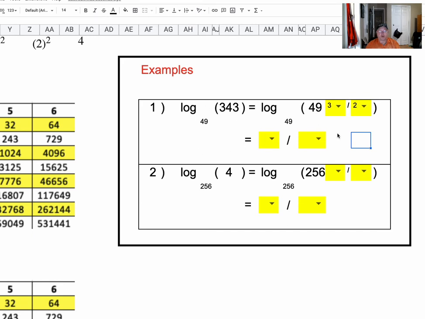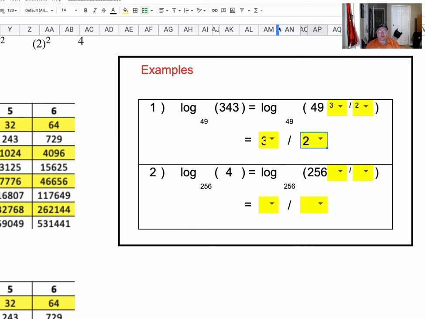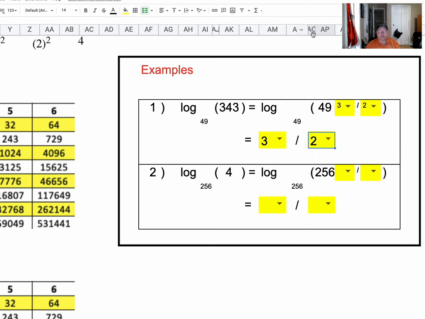So now the question is extremely easy. What exponent do I put on a base of 49 to make 49 to the 3 over 2? Real simple. 3 divided by 2. Okay, 3 divided by 2. And I'll make that just a little bit bigger so we can see it.